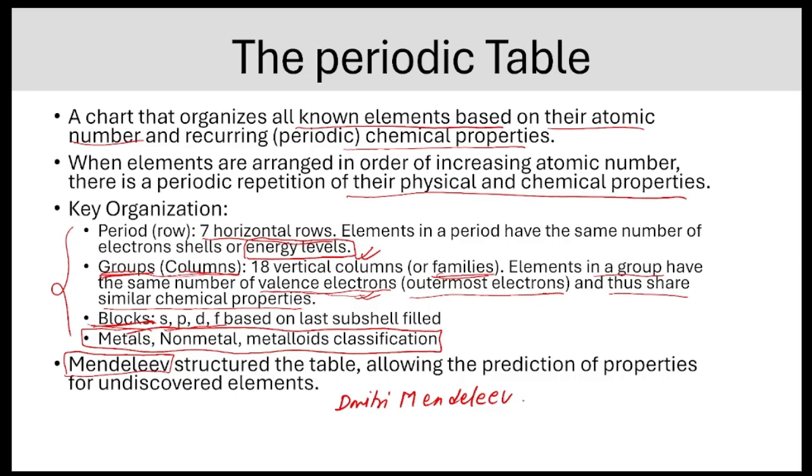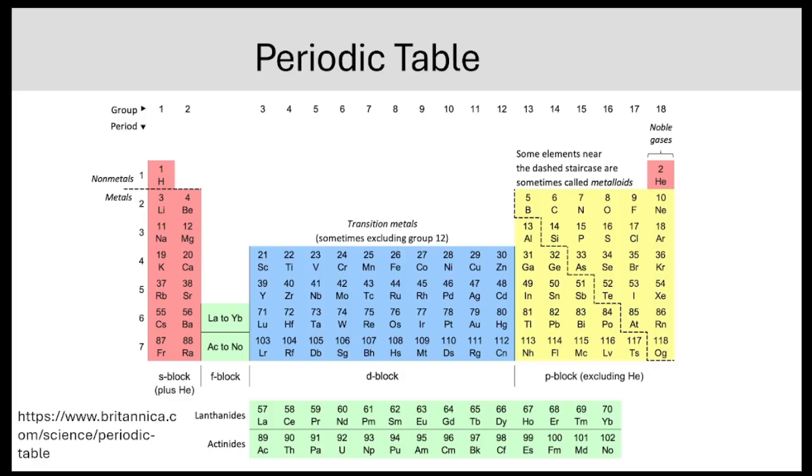Now let's look at the periodic table, and we can see here we have 7 rows, and these are the periods. So all the horizontal rows are periods, and all the vertical columns are grouped as groups. So we have 18 groups and 7 periods.